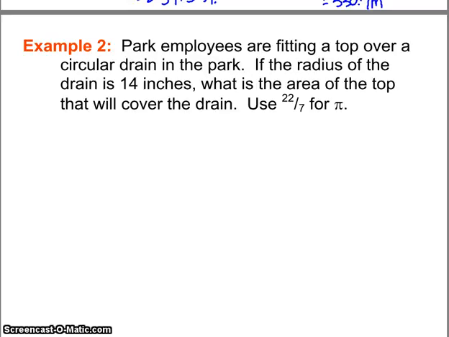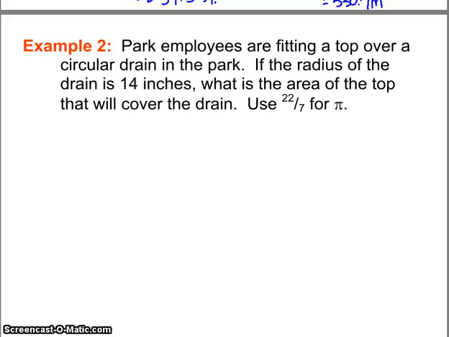Okay, Panthers, we are moving right along to example 2 here. For example 2, we have a story problem. It reads, park employees are fitting a top over a circular drain in the park. If the radius of the drain is 14 inches, what is the area of the top that will cover the drain? This time we are using 22/7 for pi.